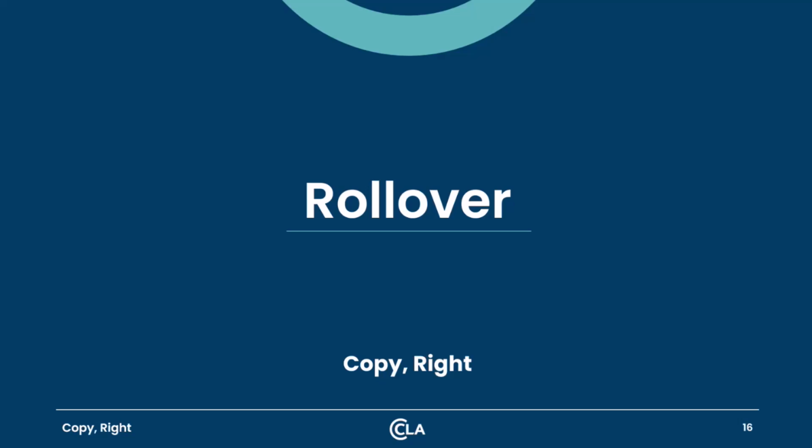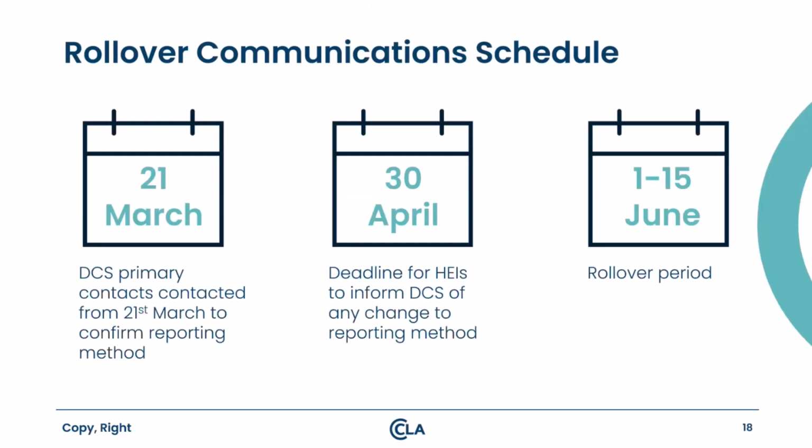Wonderful. Thank you, Imogen. So now we're going to talk about rollover. First, we're going to start with rollover communication. We have already contacted all primary contacts on the 21st of March to confirm reporting method. For all institutions that reported via the DCS last year, we're going to assume that you will be reporting via the DCS again. However, if anything has changed, please do let us know.